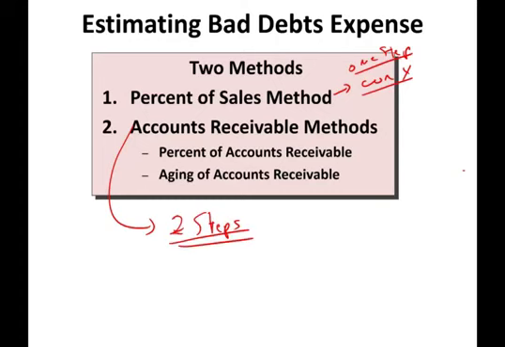Under the account receivable, we could either use the percentage of receivable or the aging of receivable. Technically, they're both just different ways of getting to the answer. It doesn't have to be the same answer, but they are different ways of getting to the answer.